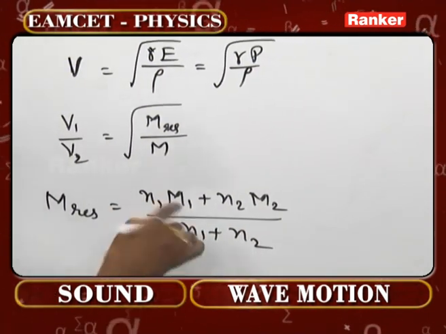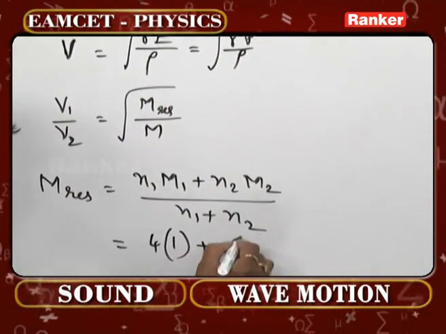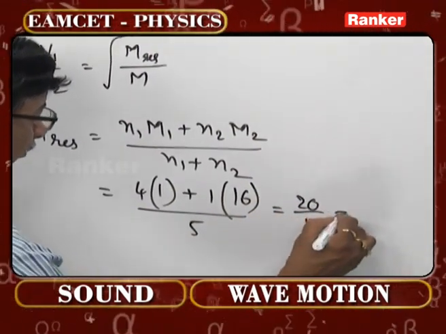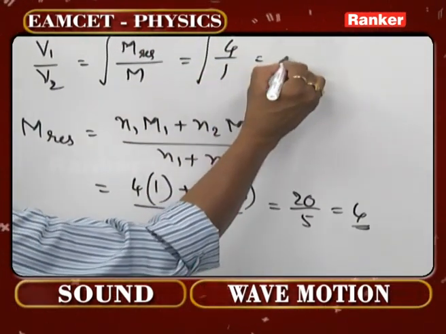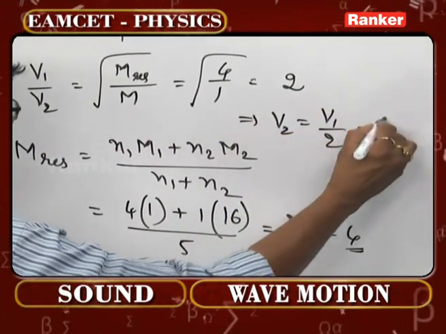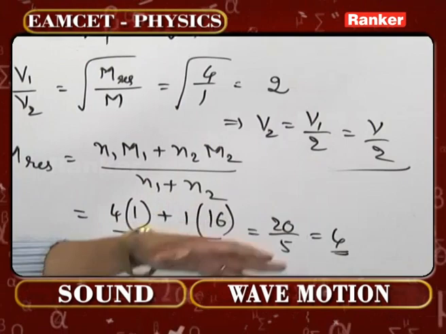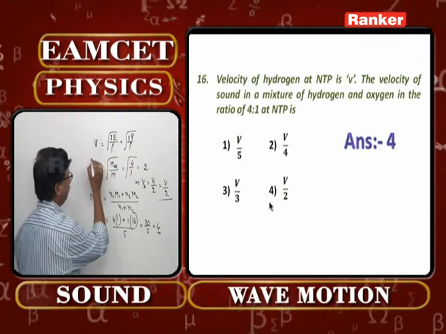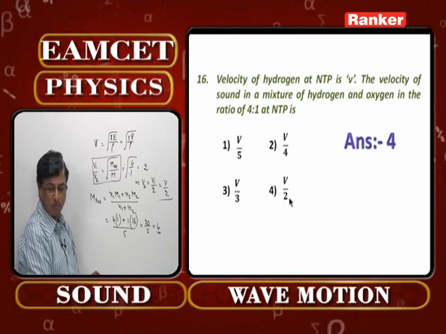That is the formula. 4:1 he said, 4 times molecular weight of hydrogen plus 1 time that of oxygen by 5. So is it not 20 by 5? That's going to be 4. So can't you just write this as 4 by 1? That is simply 2. Then what will be V2, the question? It will be V1 by 2. If I take initial velocity as V, is it not simply V by 2 now? Check those options carefully. Fourth option is given as V by 2. So this is the formula one should take for calculating velocity in a gas, taking the density into consideration.